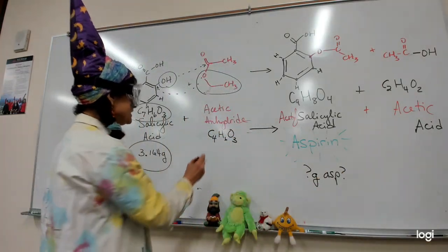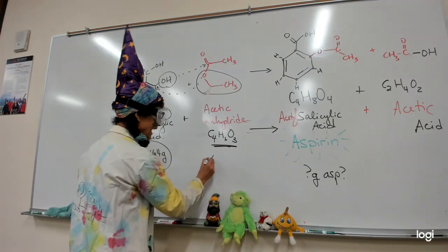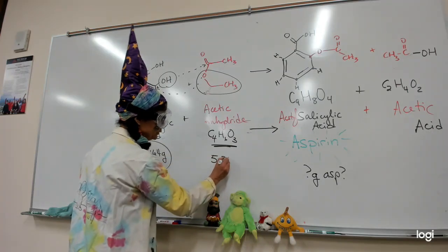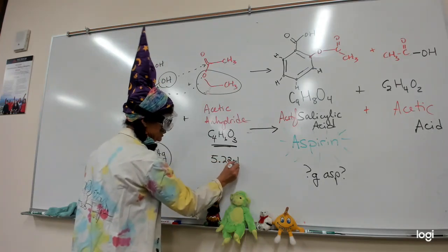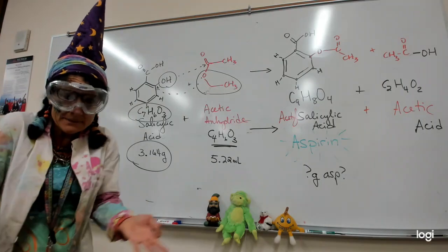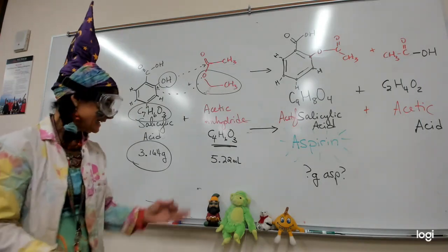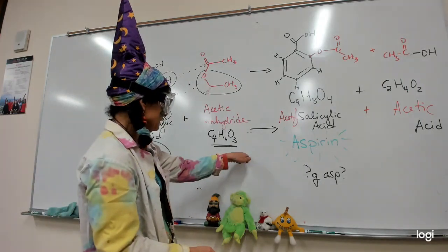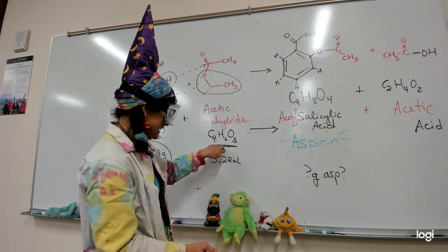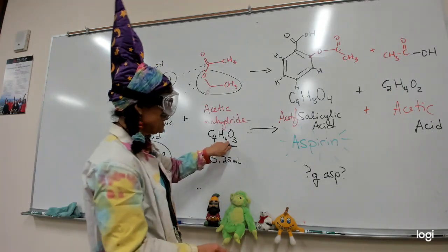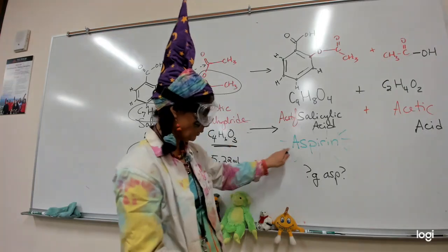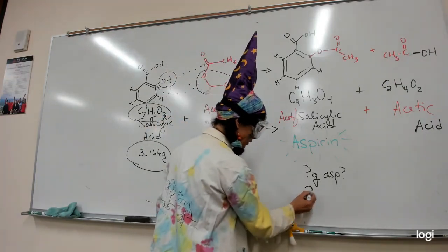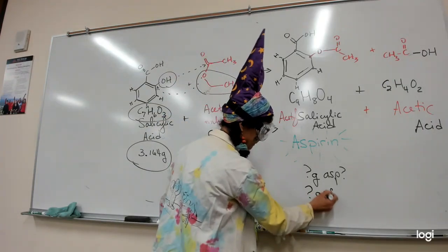And then you're going to do the same thing with the acetic anhydride, except that we started with 5.22 milliliters. Now we have to change it to grams, so we need the density. So milliliters to grams, handy-dandy periodic table, grams to moles, mole to mole ratio is just 1 to 1. And again, we solve for our grams of aspirin.